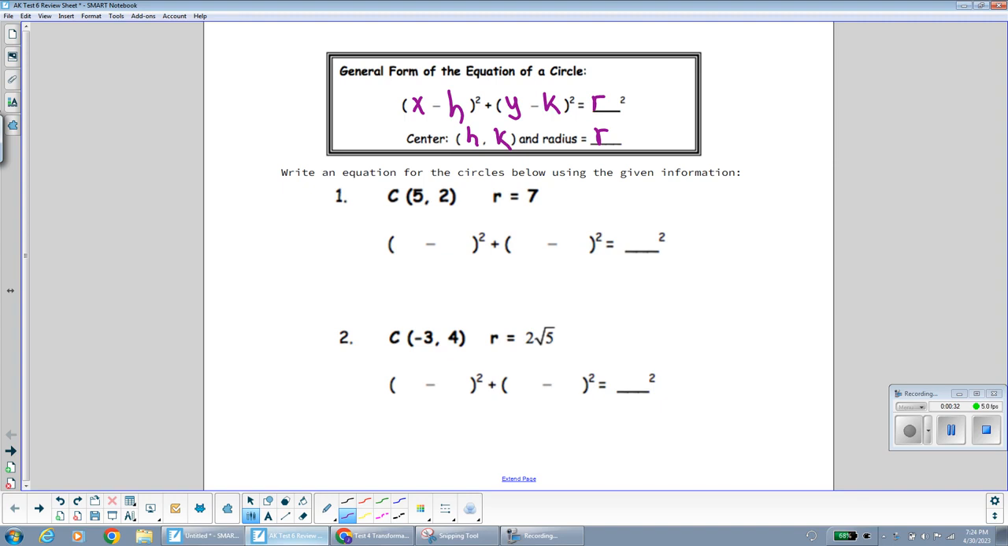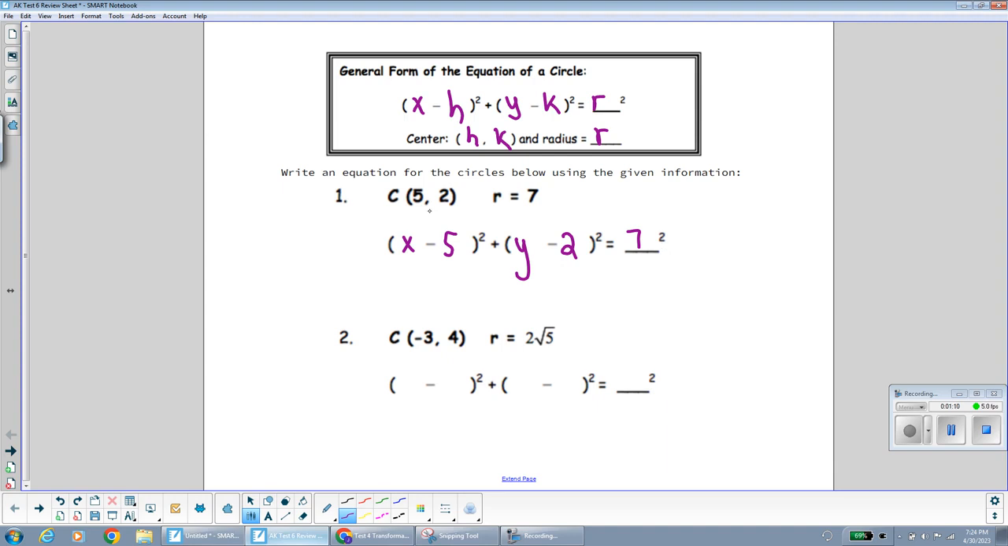So we're going to write an equation for the circles below using the given information. In number 1, they give us the center of the circle and the radius. So when we plug into the format for the equation of the circle, we have x minus the x coordinate of the center, which is 5, squared, plus y minus the y coordinate of the center, which is 2, squared, is equal to radius squared. The radius of the circle is given as 7, so 7 squared is what would go here.